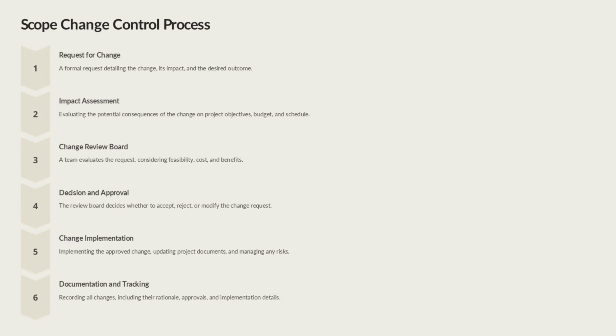The review board makes the decision and approval on whether to accept, reject, or modify the change. If approved, the change is implemented, with updates made to project documents and any risks managed. Finally, all changes are thoroughly documented and tracked, including their rationale, approvals, and implementation details.